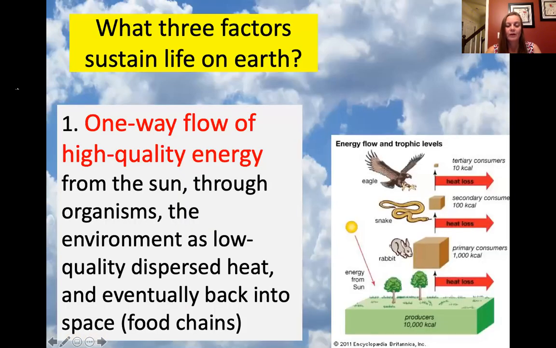Okay, so we have three main factors that sustain life on Earth. Number one is the one-way flow of high quality energy. So this is energy from the sun. Almost all of the energy on Earth comes from the sun. The only non-solar source of energy ultimately is nuclear energy. So when we talk about life on Earth, it gets its energy ultimately from the sun. It moves through the organisms, it disperses through the environment as heat, and eventually it does move back out into space.